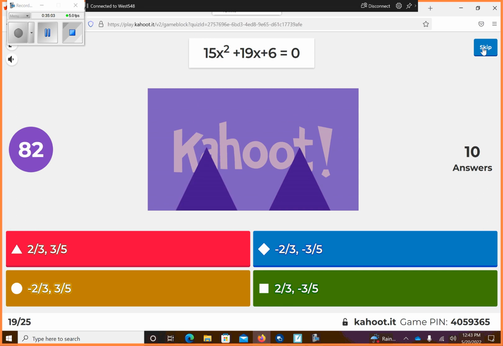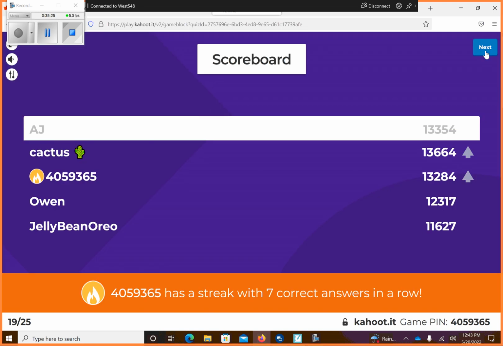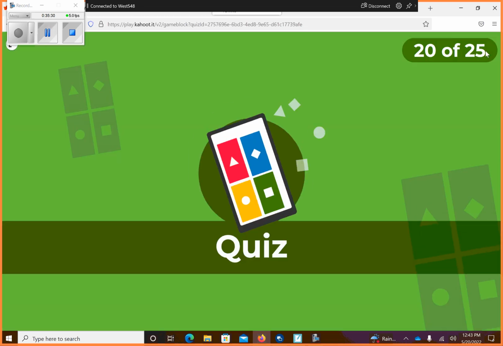Are they trying to trick us with the triangles bouncing? That is a triangle answer? I don't know. In 5, 4, 3, 2, 1. Nope, it wasn't the triangle. I didn't know. I'm second now. He gave her two.